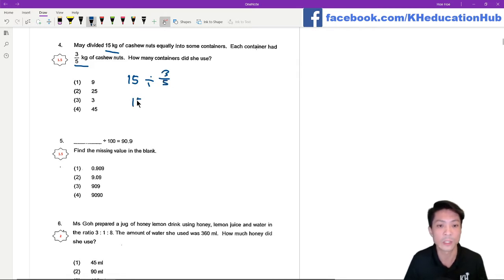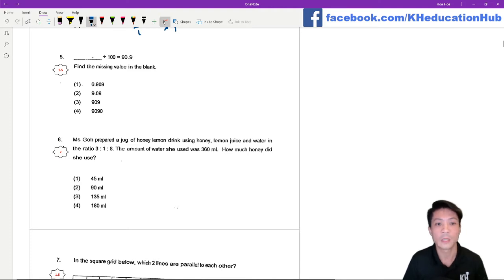This one is a basic fraction operation where you need to divide, and then flip it over, it becomes a multiply. Put it over 1 and then let's simplify it. Divided by 3, divided by 3, which will give me 25. So there are 25 containers altogether.